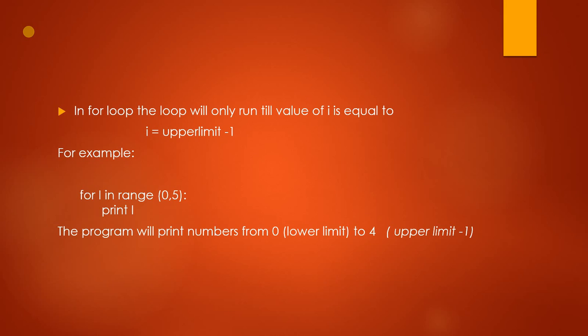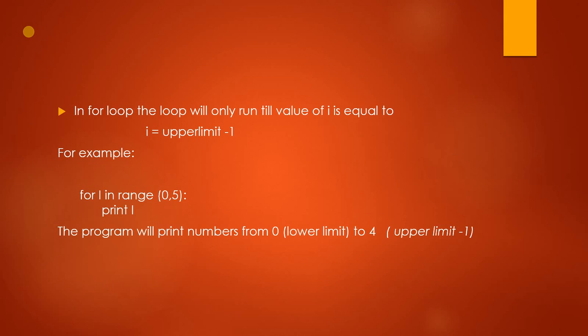So the value of i is going to range from 0 to upper limit minus 1. In this case the upper limit is 5. So the value of i will range from 0 to 4 and it will print each value of i. First it will print 0, then 1, then 2, then 3, then 4, and then it will stop. You could do the same thing by using 5 different print statements like print 0, print 1, print 2, print 3. But instead of that, by writing these 2 lines of code, you can do the same thing.